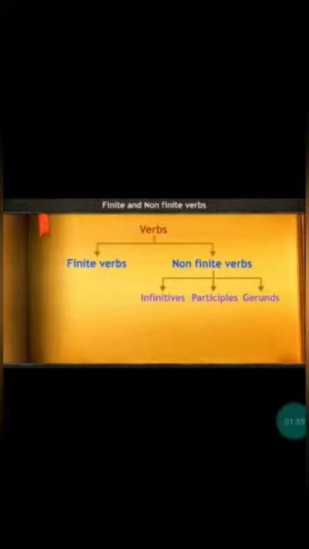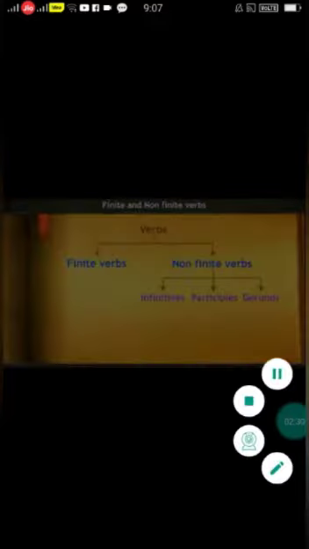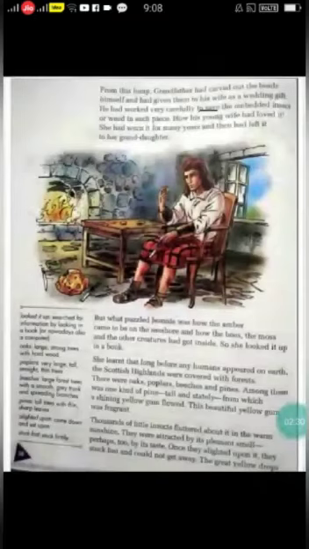Next, gerunds. Gerunds are those verbs which describe the sentence, and the verb acts as a noun in the sentence. Usually, gerunds end with verb plus 'ing'. We have seen a few finite and non-finite verbs in sentences, right? Let us have a quick recap of the story also.